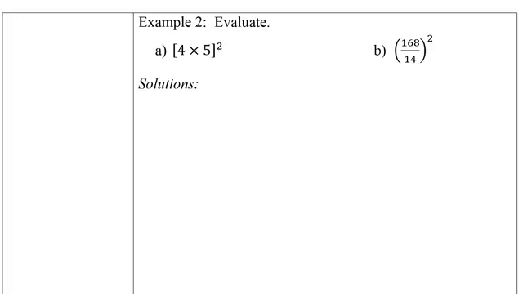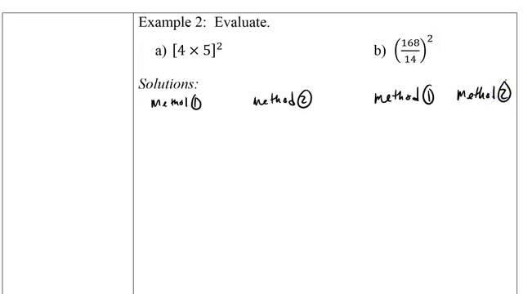Example number 2, evaluate. Now these numbers are going to get a little bit bigger, and there are actually different ways that we can solve it. So I'm just going to say method 1, method 2. And for B part, method 1 and method 2. What's really nice about this, folks, is that whatever method you feel more comfortable with, that's the one you use.